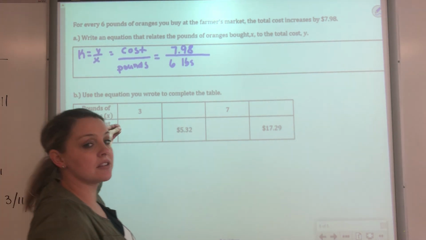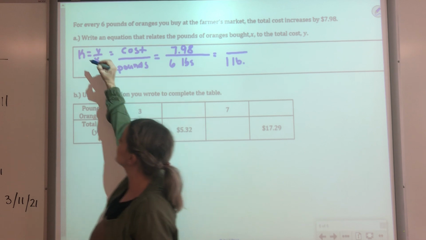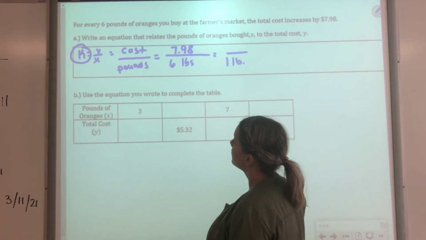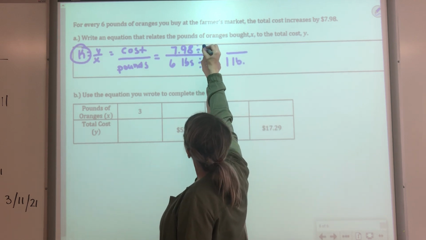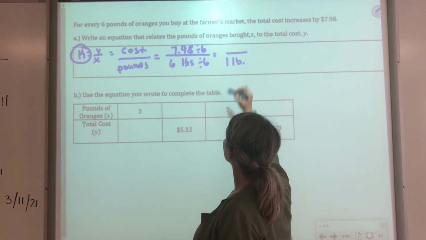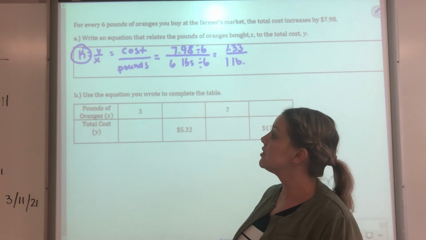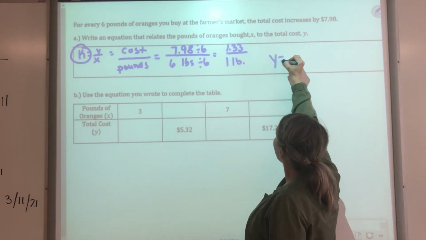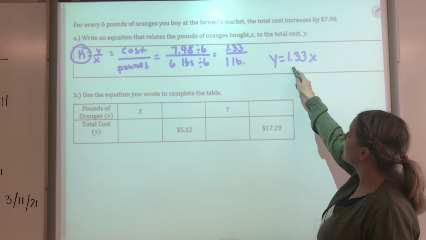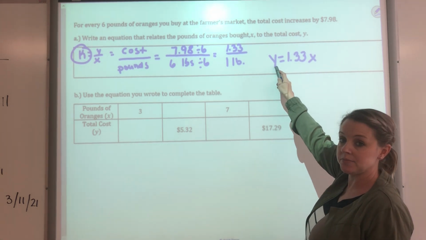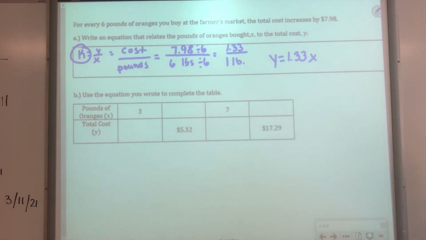But again, we don't want the cost of 6 pounds, we want the cost of 1 pound. Okay? Because that gives us our constant of proportionality. So 6 divided by 6 gives us 1. So $7.98 divided by 6 will give us $1.33. So it's $1.33 for 1 pound of oranges. So the equation will be y equals $1.33 times x. So $1.33 times pounds will give us y. So for letter A, we're looking for the equation y equals 1.33x.